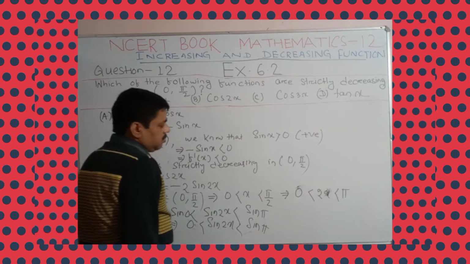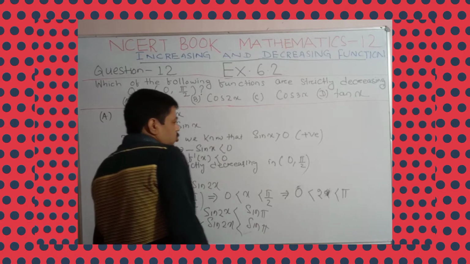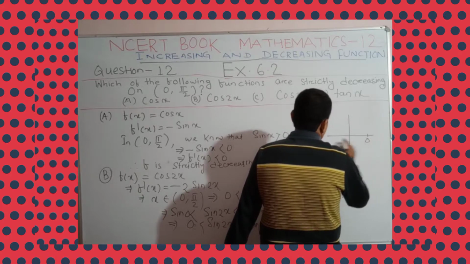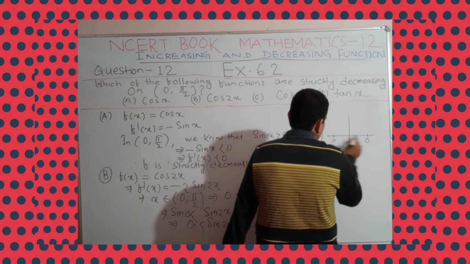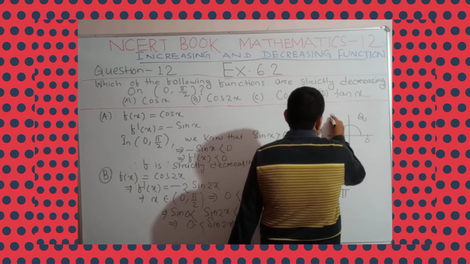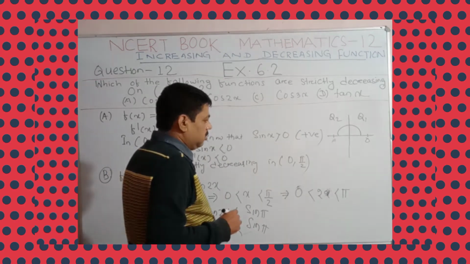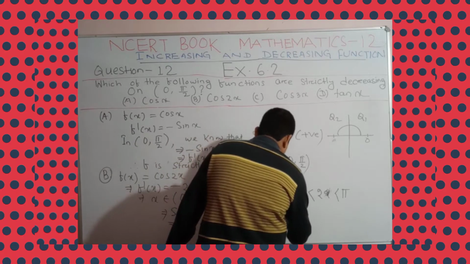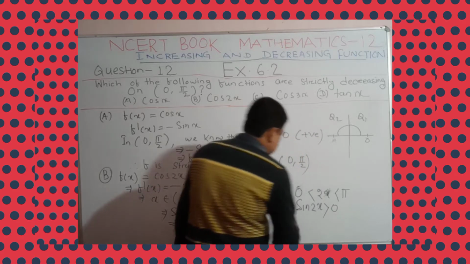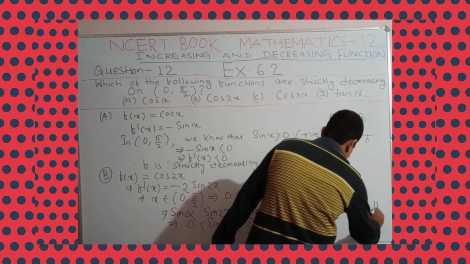The 2x lies between 0 and pi. Which quadrants does 0 to pi mean? This is 0 and this is pi. It means the first and second quadrants. In the second quadrant, sin theta is always positive. That implies we can write sin 2x is greater than 0 in the interval 0 to pi.